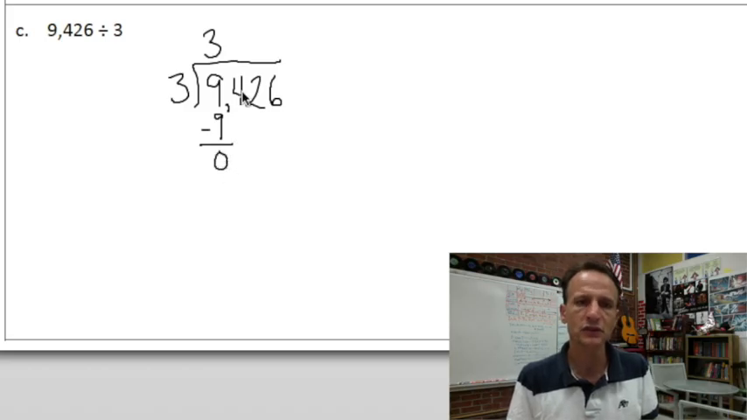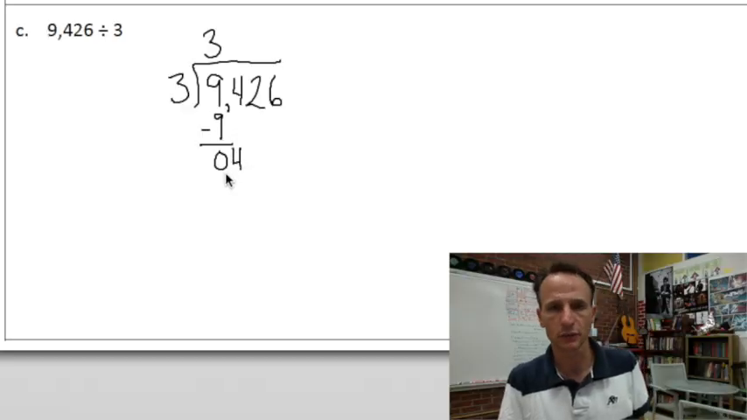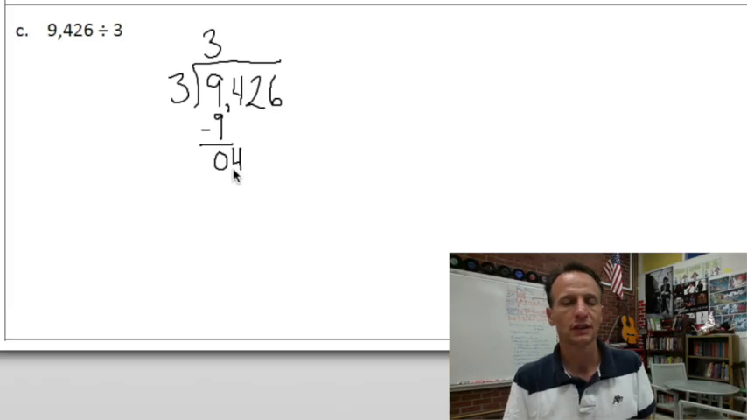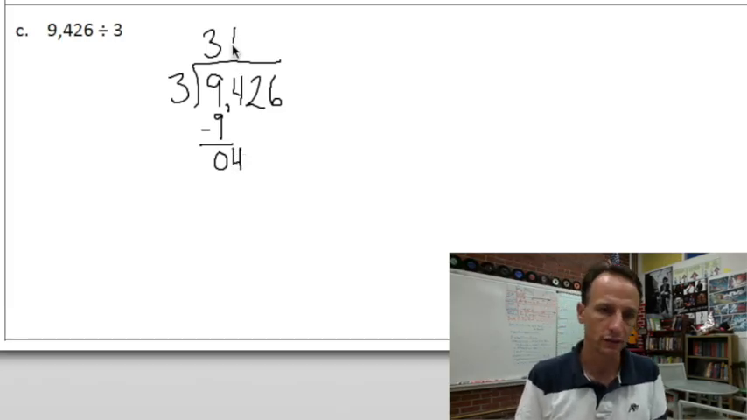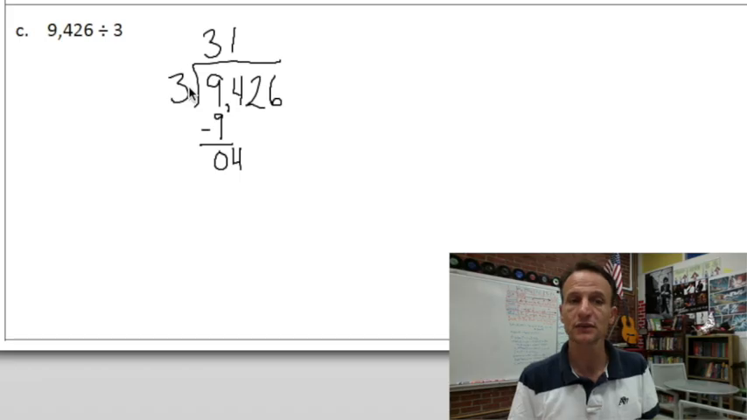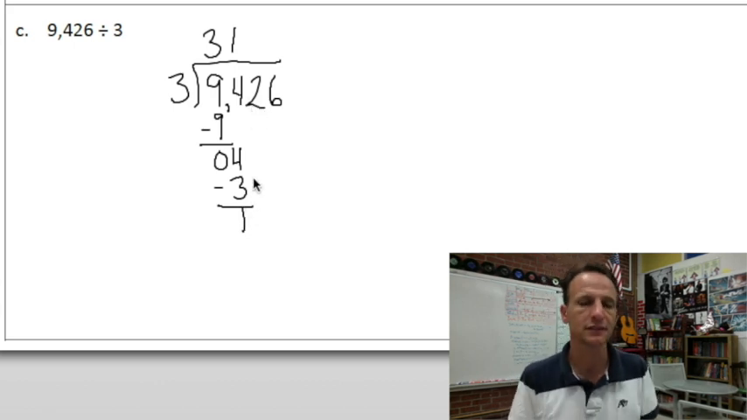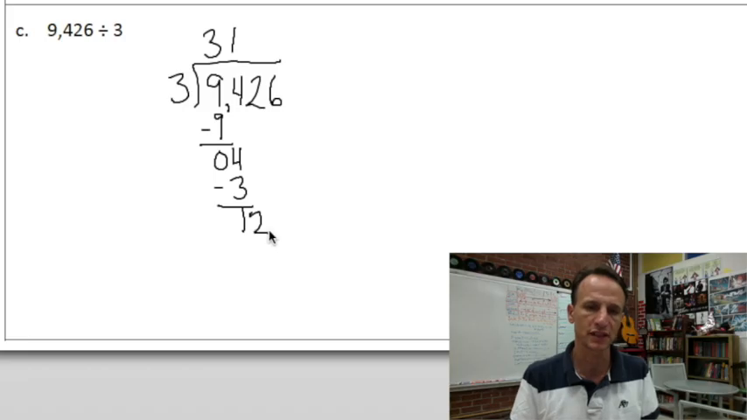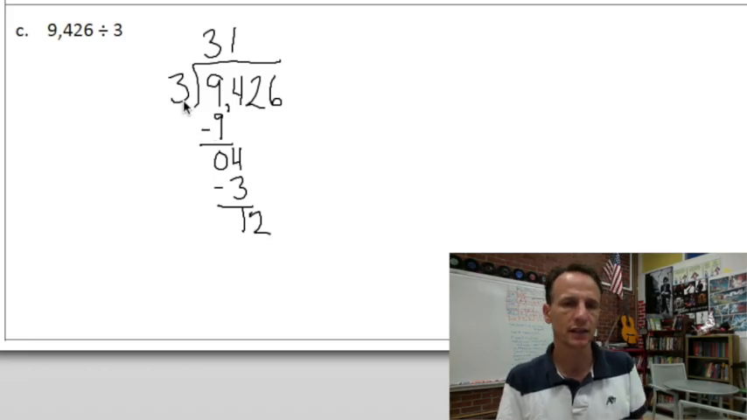We have no thousands, but we still have hundreds. So let's divide those happy little hundreds. There are 4 of them. How many 3's in 4? There's 1 3 in 4 because 1 times 3 is 3. We subtract and we are left with 100, but we still have tens. We have 2 tens to be precise. It's nice and even there, isn't it?